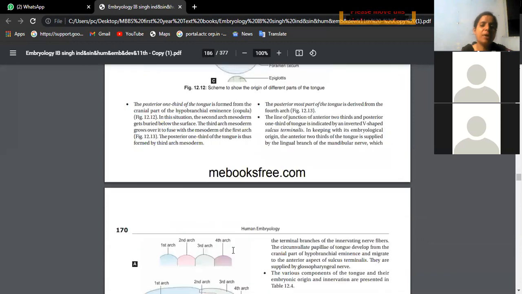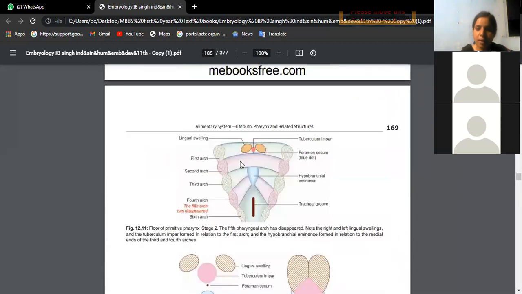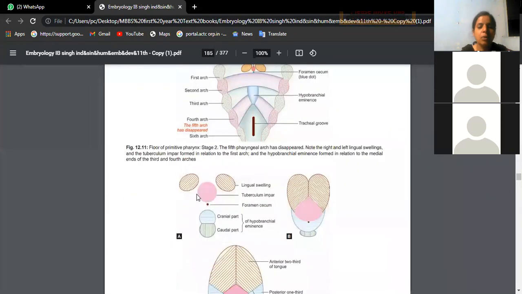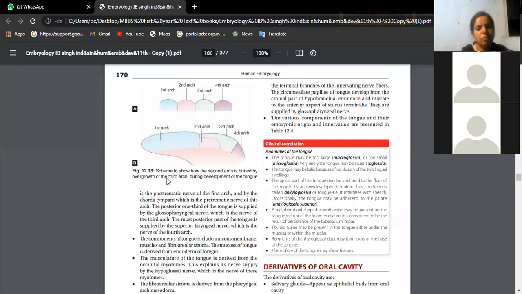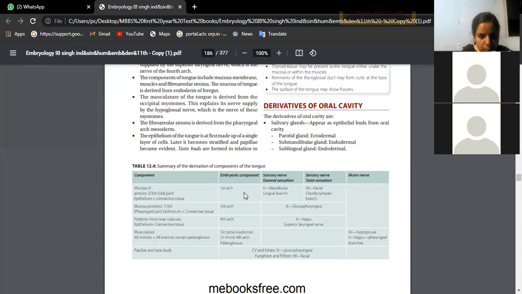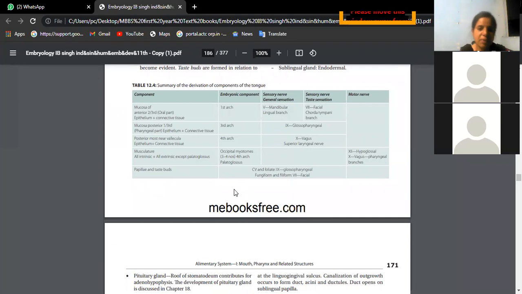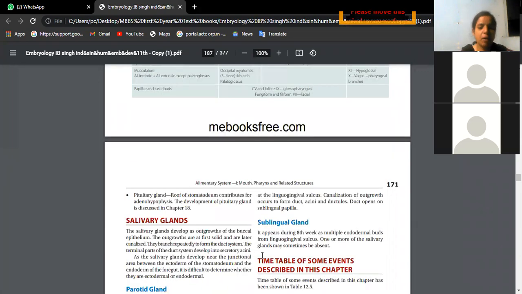See, once you draw this, I want you to draw number one, this picture, 2, 3, and 4, these pictures, and just write this table. Full information is given here. Whatever I told you is given here. Okay, so this you learn for the development of tongue. It gives nerve supply also, very important. Tongue is an essay question, so part of the essay will be development of tongue also.